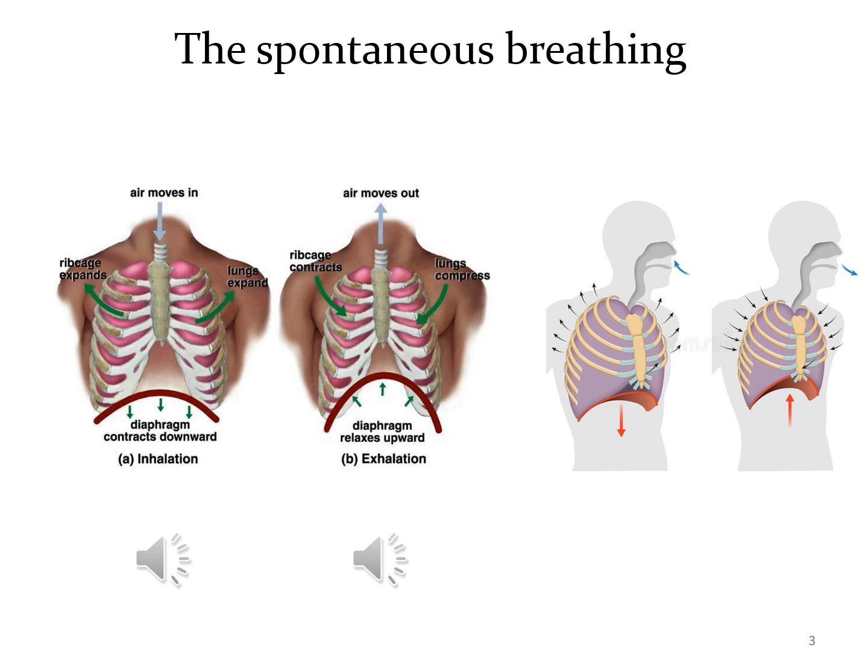The spontaneous breathing. A. Inhalation. When the diaphragm contracts, the ribcage expands. This results in a larger intrathoracic volume and negative intrathoracic pressure (ITP) with respect to atmospheric pressure inside the thorax.